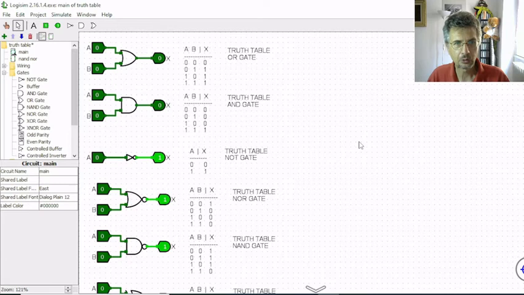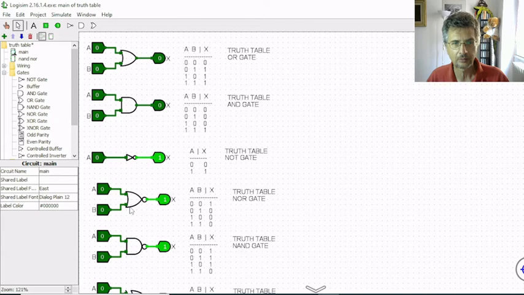I want to show you all the basic gates available in Logisim, and you can find them here in the gates section. And of course, we have the OR, the AND, and the NOT gates, which we always know, but we have also other gates.